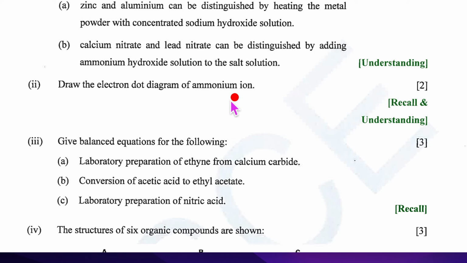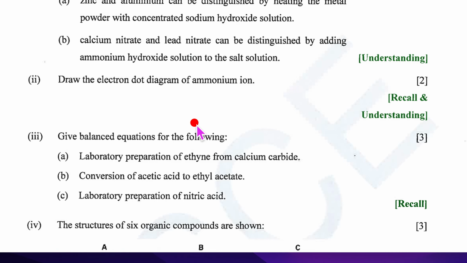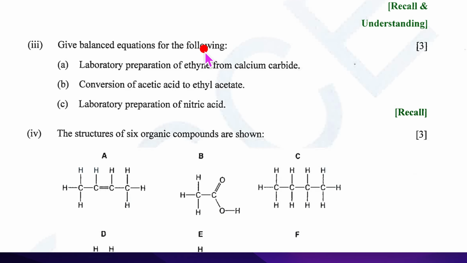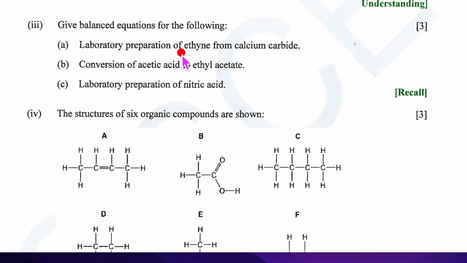Electron dot diagram for ammonium ion, hydronium ion, hydroxyl ion, all time hot favorites. These are important questions. Balance chemical equations. Remember, ethyne preparation is important. This is acetic acid to ethyl acetate. This is esterification along with the condition is important. Laboratory preparation, nitric acid, HCl, your Oswald's process, all the reactions, contact process, all the reactions, everything is important.